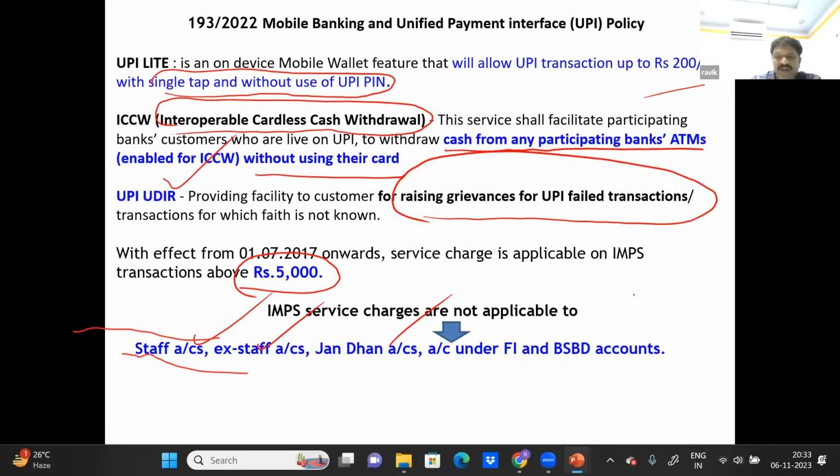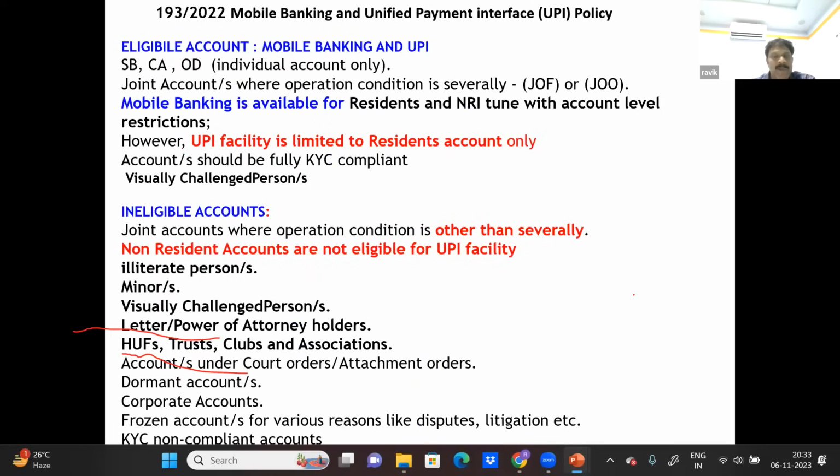Ex-staff, Jan Dhan and financial inclusion accounts. All staff, ex-staff and all financial inclusion accounts: remember, IMPS charges will not apply to them, but for everybody else they will charge. Now we will come to mobile banking eligible accounts.